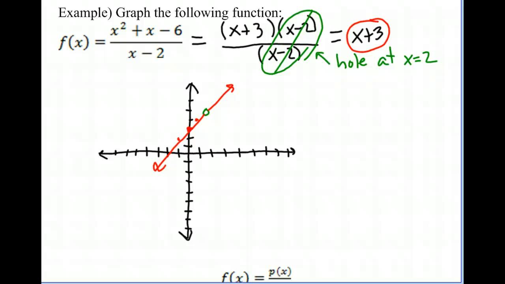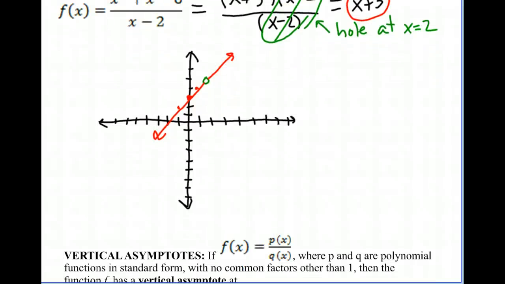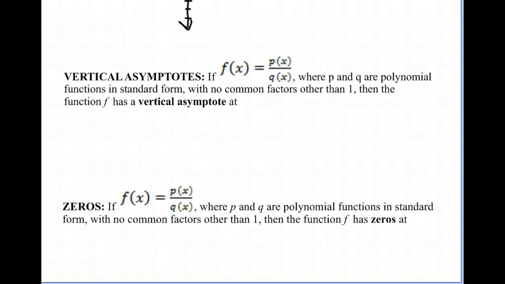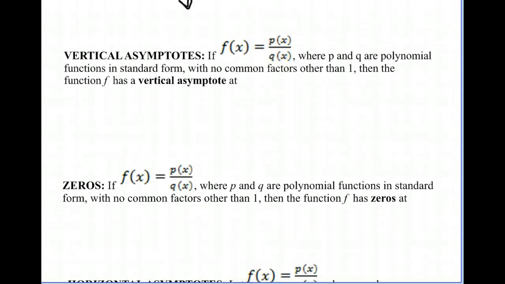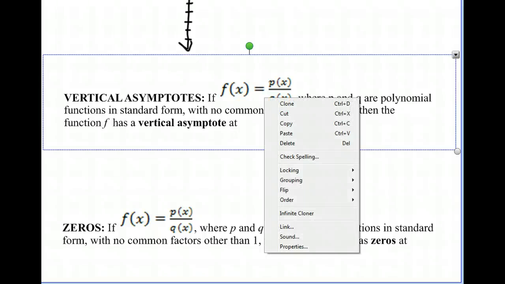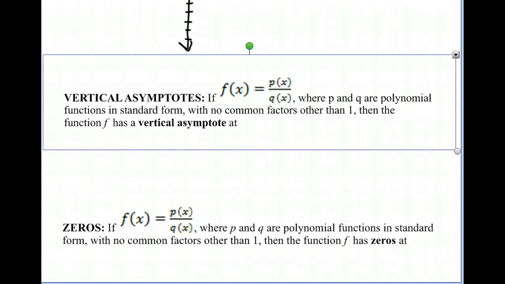Alright, so let's go on to our next set of stuff where we're looking at where the asymptotes are. We've got vertical ones, we've got horizontal ones, and also zeros, which is where the graph crosses the x-axis. Okay, so let's look at vertical asymptotes. The main thing we're looking at in our vertical asymptotes is our denominator.